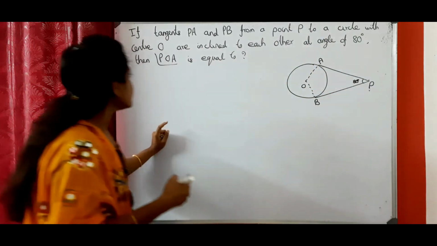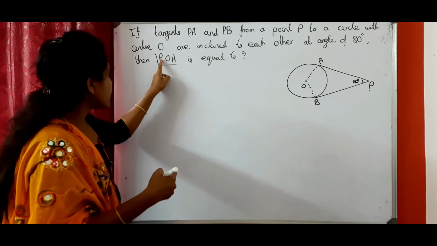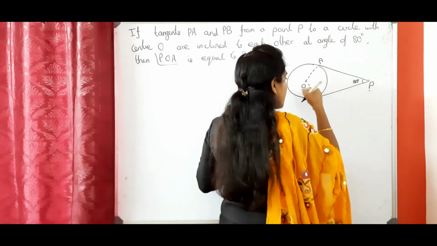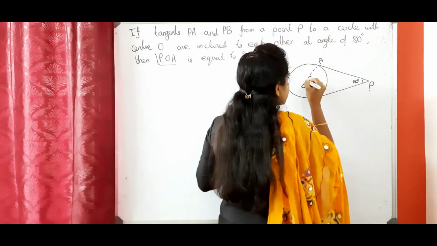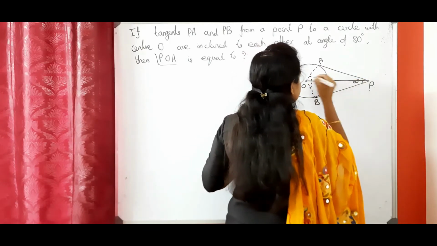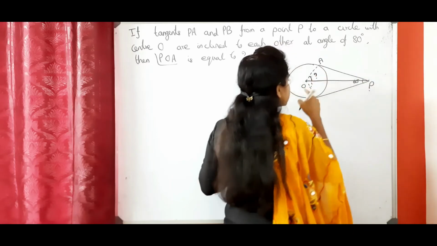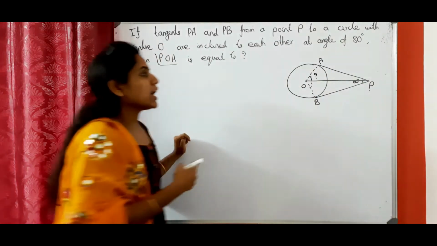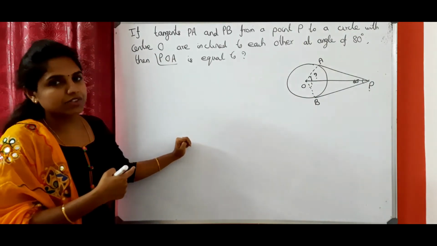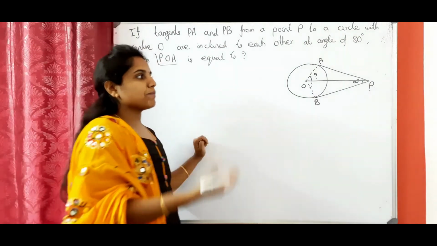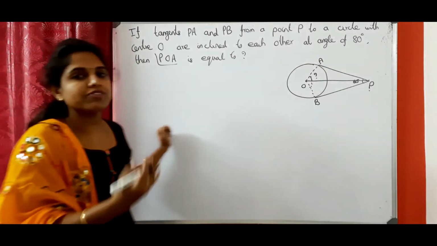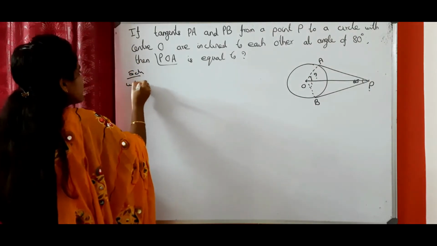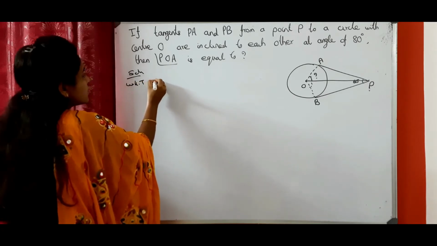What do we need to find? We have to find angle POA. No need to find AOB. We have to find this angle AOP, or POA. So what we did in the previous problem, same only. First we need to apply here.